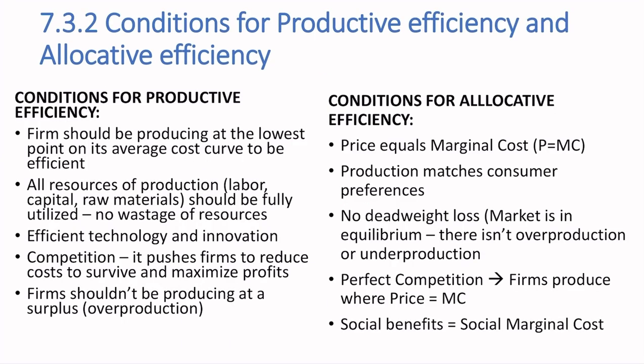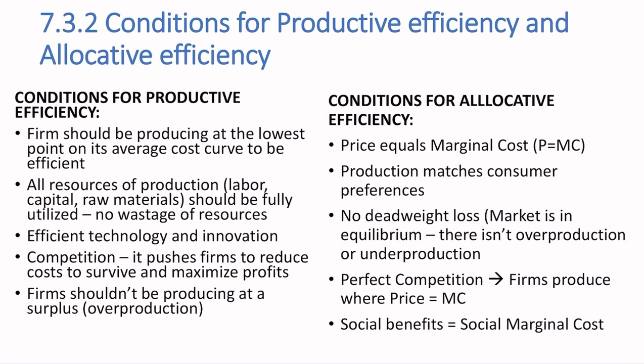Now let's look at the conditions for productive efficiency and allocative efficiency. The conditions for productive efficiency include that firms should be producing at the lowest point on their average cost curve to be efficient. All resources of production, which include labor, capital, and raw materials, should be fully utilized. There should be no wastage of resources. There should be efficient technology and innovation, and there should also be competition because it pushes firms to reduce costs to survive and maximize their profits. Firms shouldn't be producing at a surplus, so no overproduction.